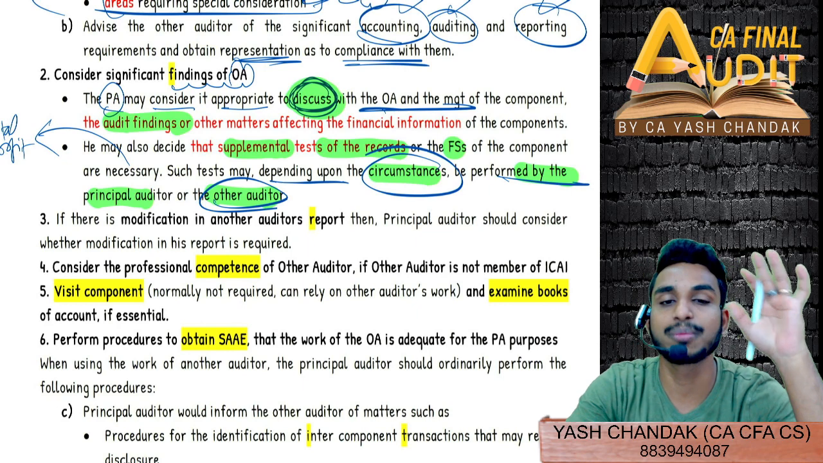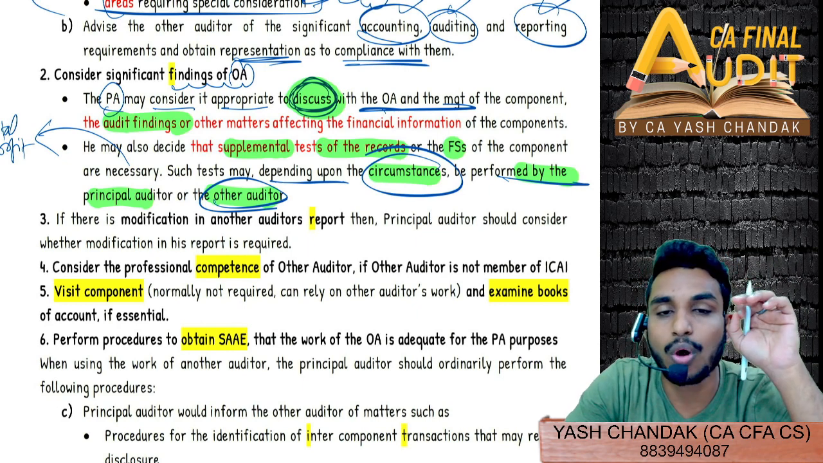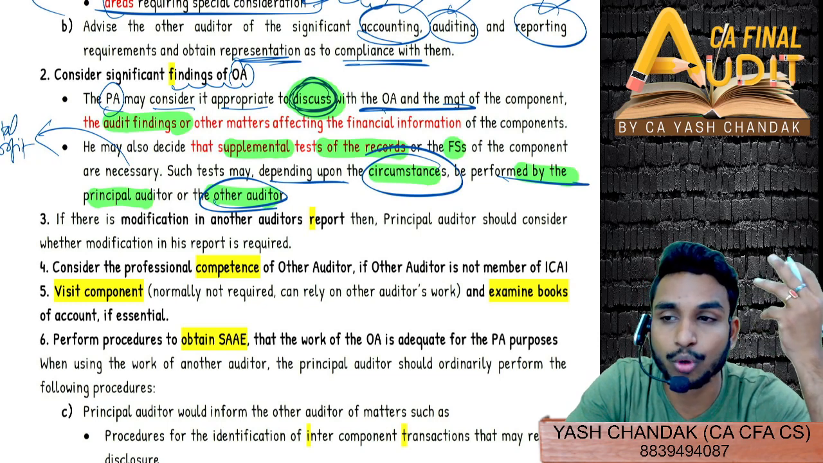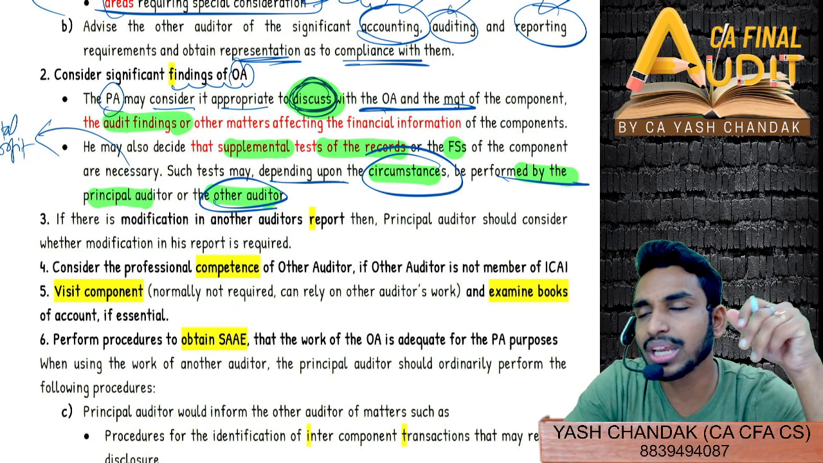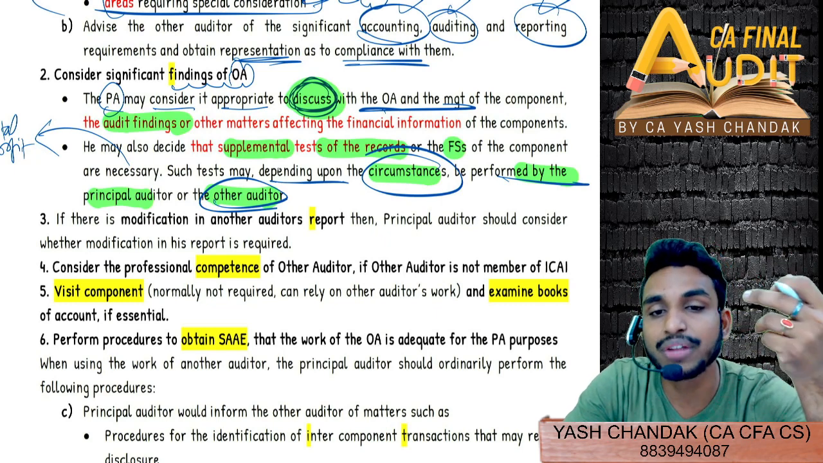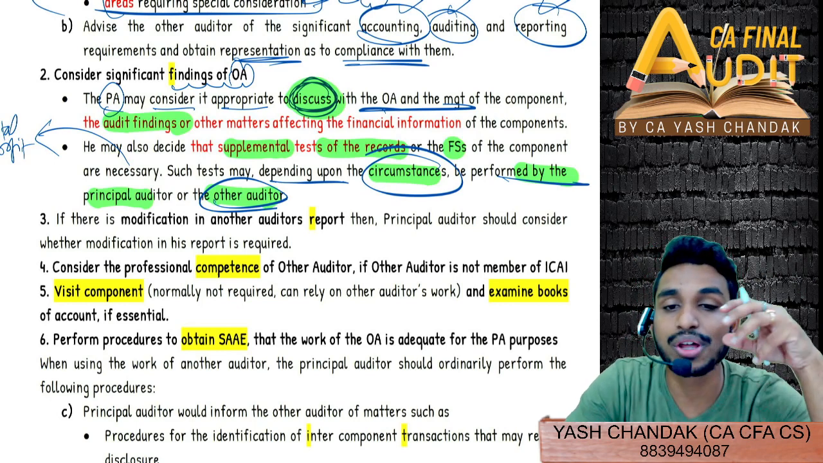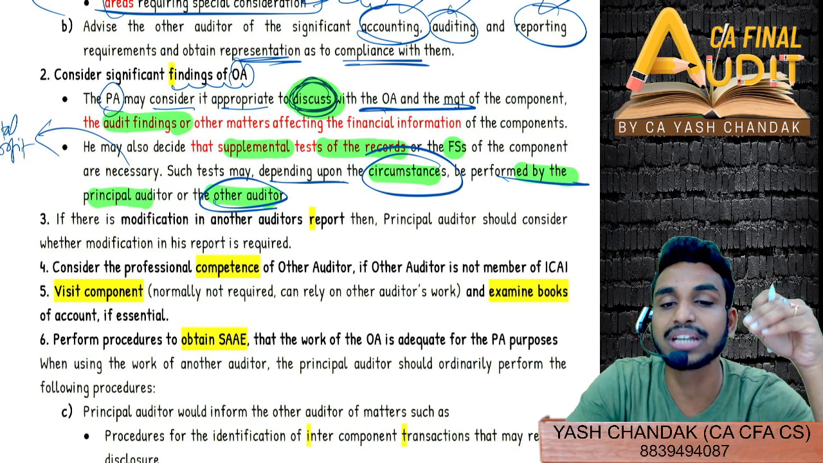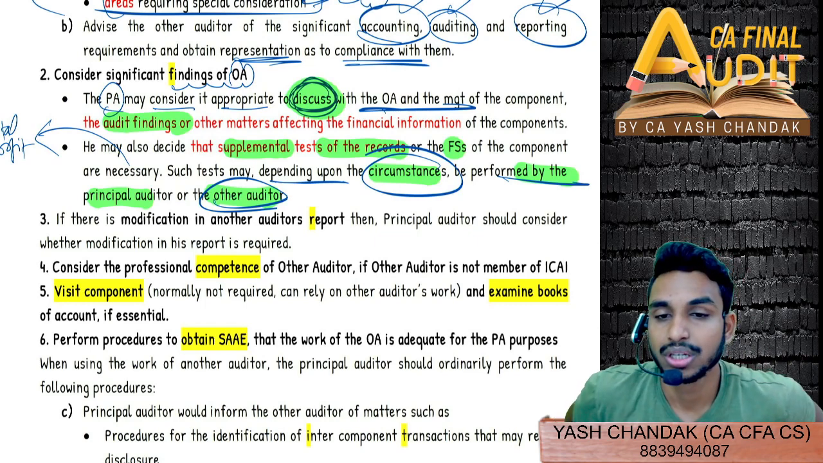Then again, if there is any modification in the other auditor's report, what does that mean? Suppose I am the main principal auditor and you all are component auditors. Now out of you all, a few have given a modified audit report. In your component you find that there is no proper audit evidence being obtained, or for whatever reason you gave a modified audit report. So now whether I should also consider that for the entity as a whole I should give a modified audit report or not, right?